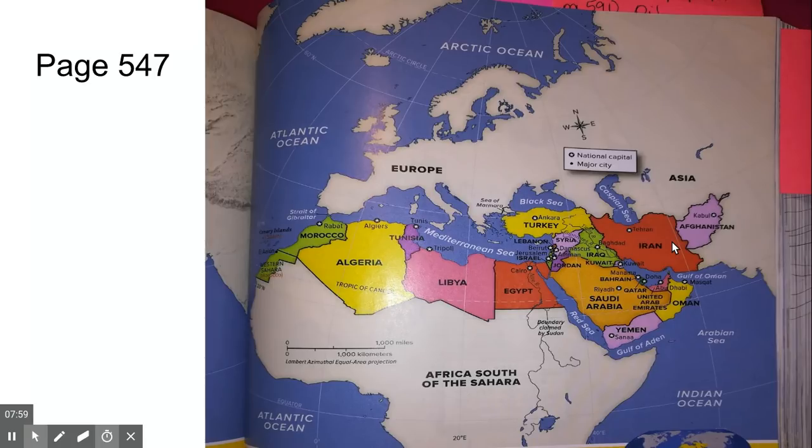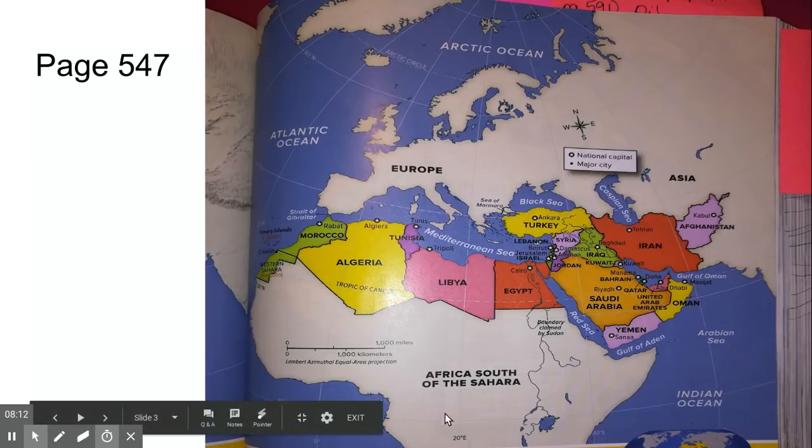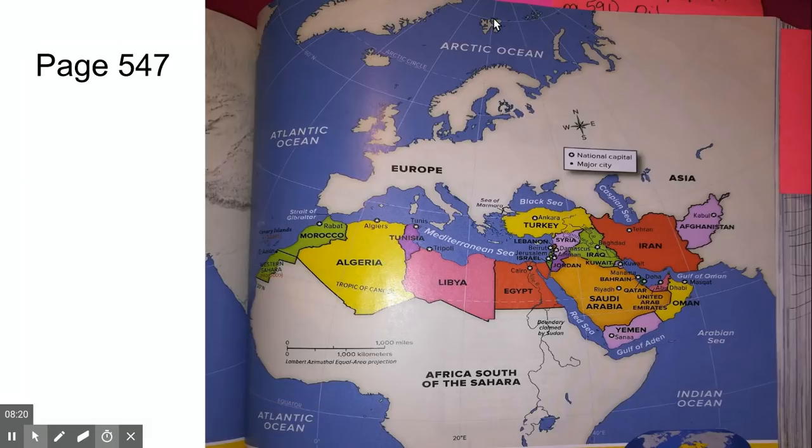So this is that Middle East area right here that we've talked about. Remember, there were 20 countries in this area. Here's Northern Africa. Again, I want to point out the equator right here. So everything we're talking about is in the northern hemisphere because it's above the equator.